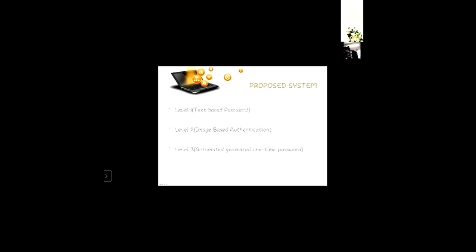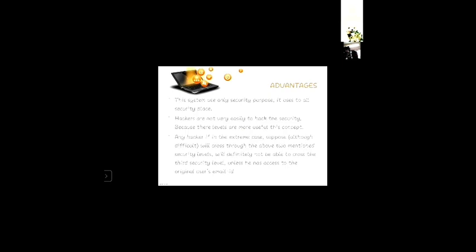So in order to rectify these problems, I have developed a three-level security based system by providing three levels. At level 1, I am providing a text-based password. At level 2, I am providing an image-based password authentication, and level 3, an automatically generated one-time password. These are the main three levels I have given to enter into any online system.